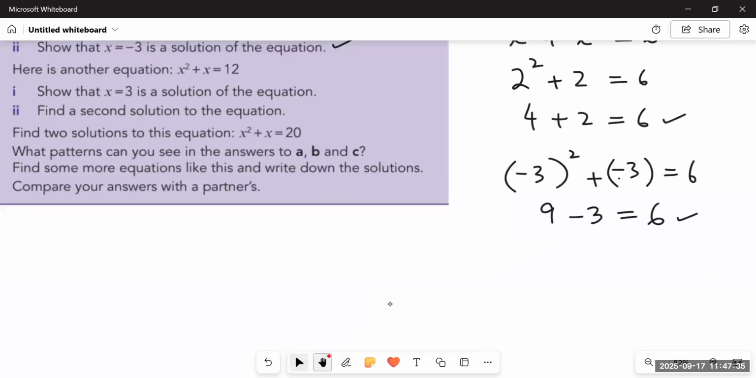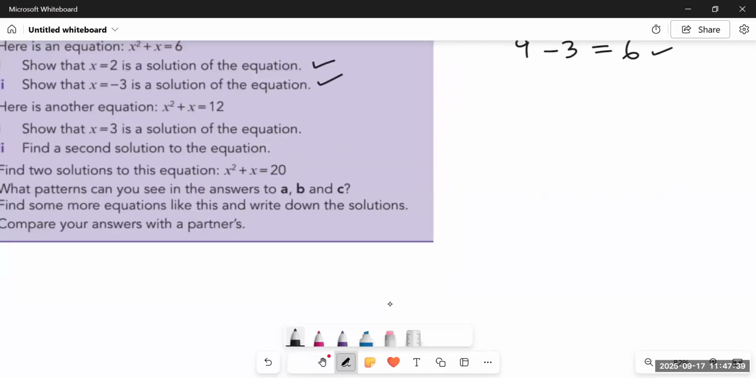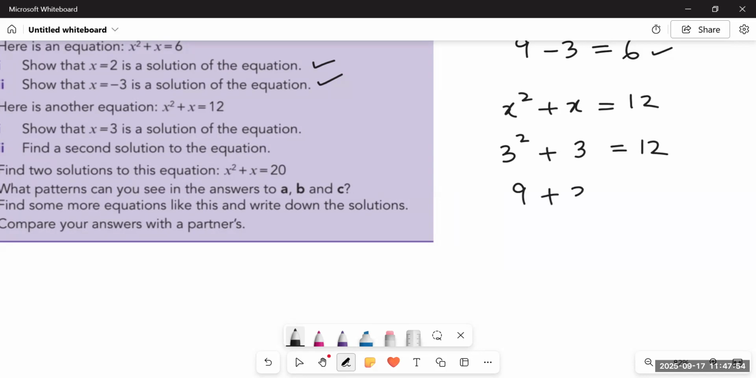Then we have another equation, x squared plus x is equal to 12. What do we have to do with this one? Now we have to prove that x equals 3 is a solution of this equation. So let's substitute x with 3. It would be 3 squared plus 3 is equal to 12. So 3 squared is 9. 9 plus 3 is equal to 12. Oh, wow. This is also a solution.